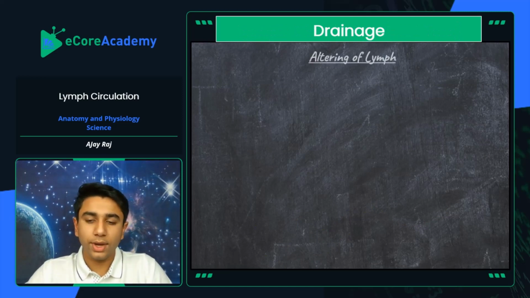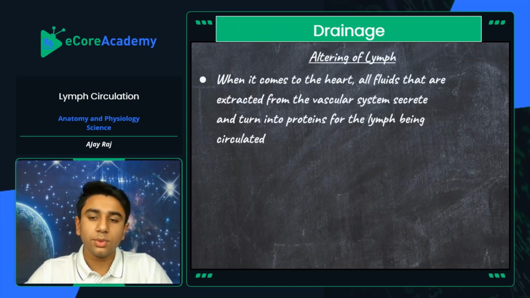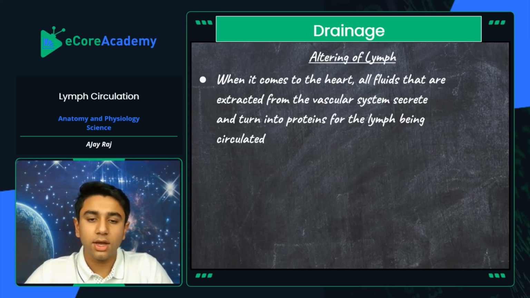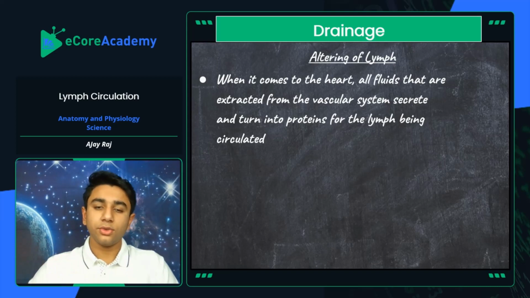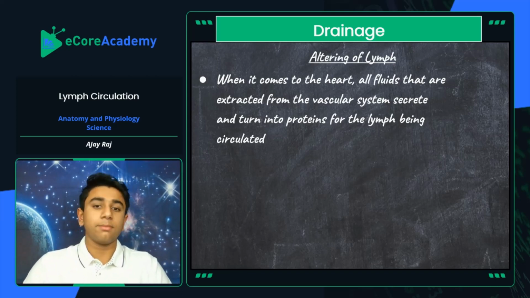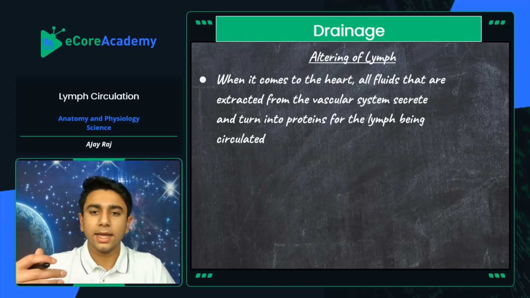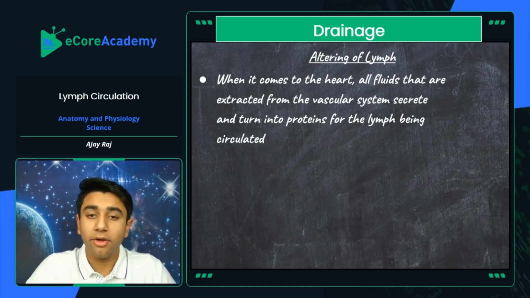Now let's move on to drainage, so altering of lymph. So when it comes to the heart, all fluids are extracted from the vascular system. They secrete and turn into proteins for the lymph being circulated. So in turn, what's happening here is all of your dead vascular cells, especially towards the heart and those veins and vesicles, all of those are going to be circulated towards the heart. All blood is going to be entering the heart at some point of its process, just as lymph will always hit at least one part. You could say all exchanges of lymph will hit a certain part always.